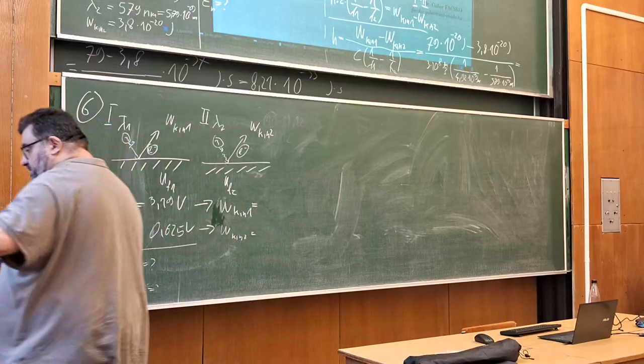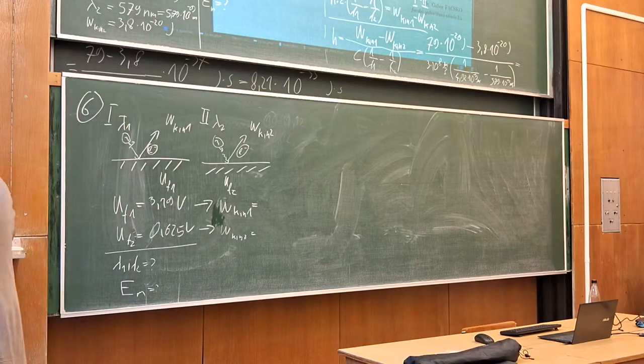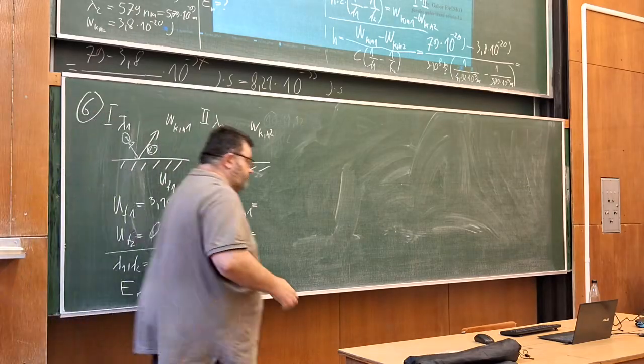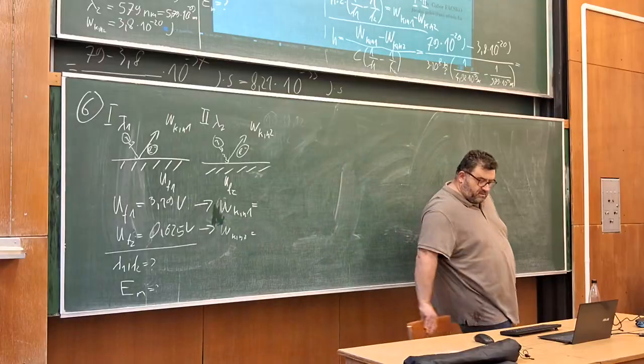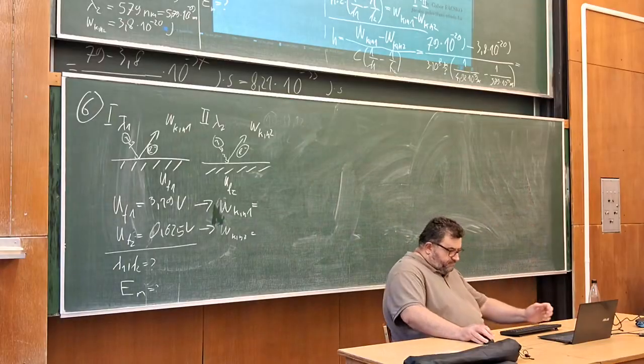Multiplying these numbers by the charge of the electron.